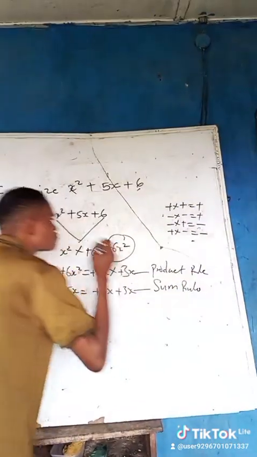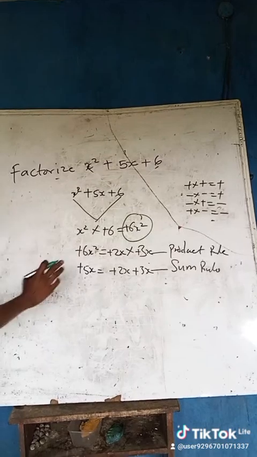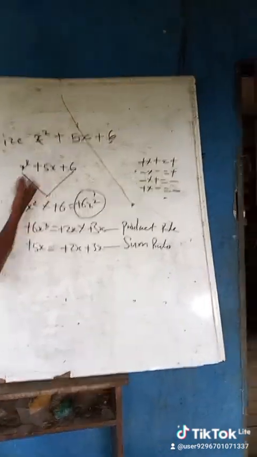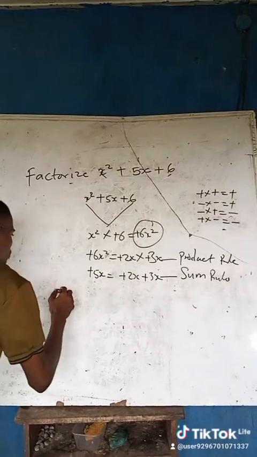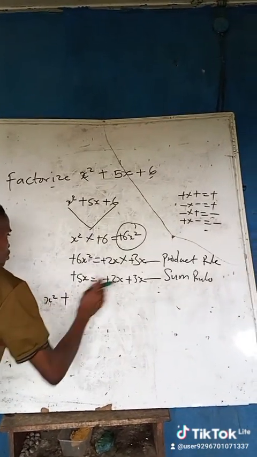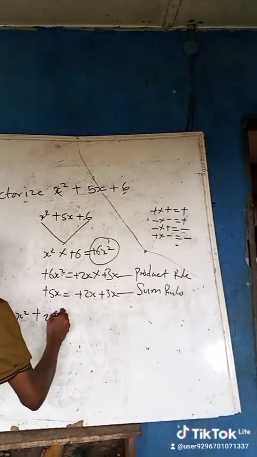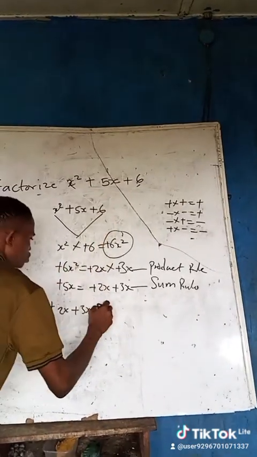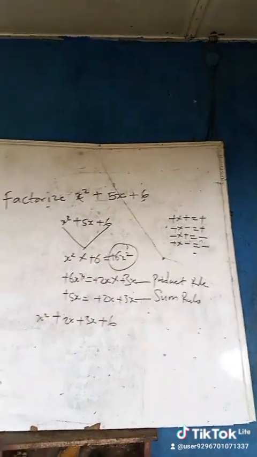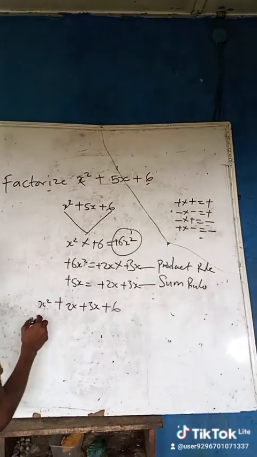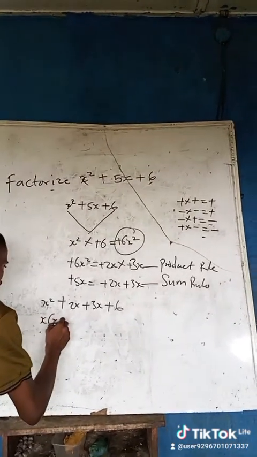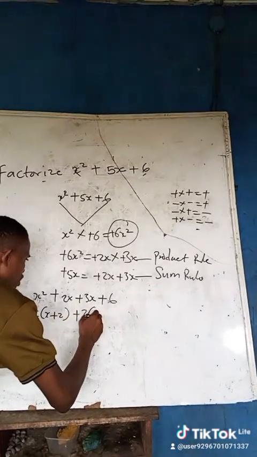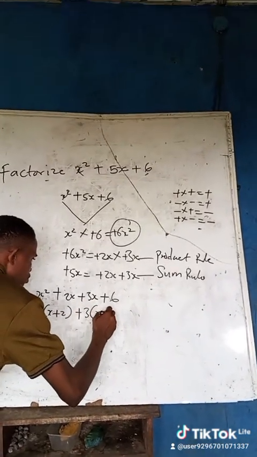Now, I said factorize the following. This is how you do it. You recall the equation, which is x squared. You bring this one down, which is 2x plus 3x plus this 6. Now, you want to factorize this. You say x bracket x plus 2, plus 3 bracket x plus 2.